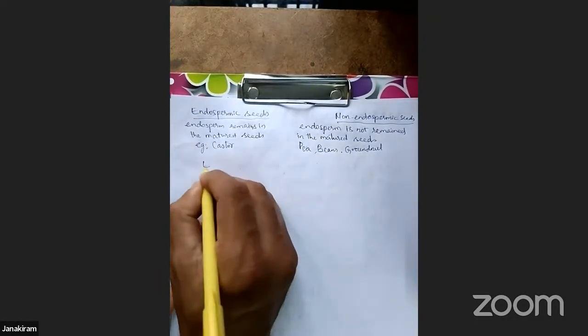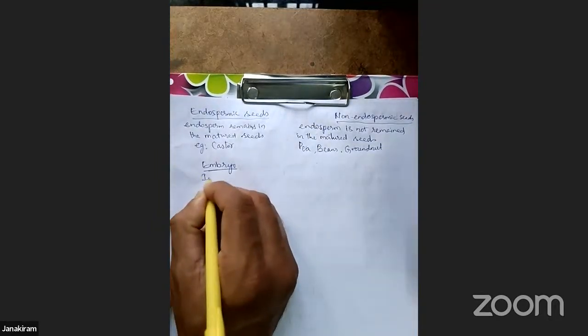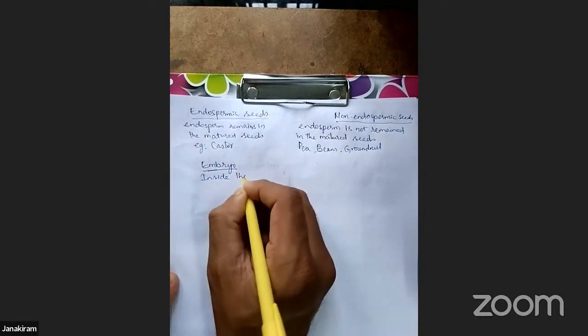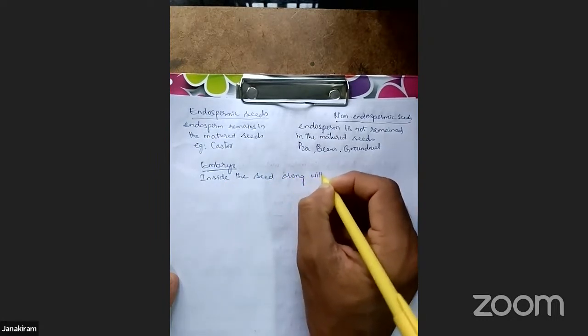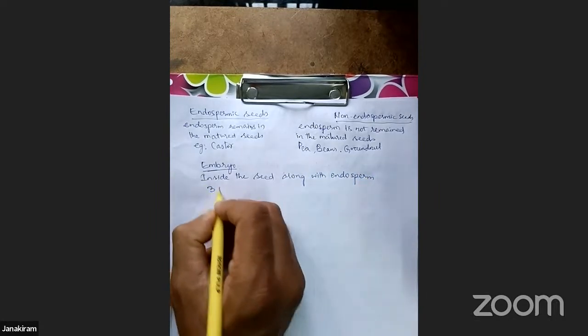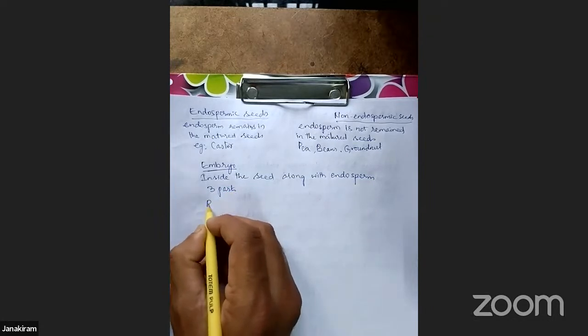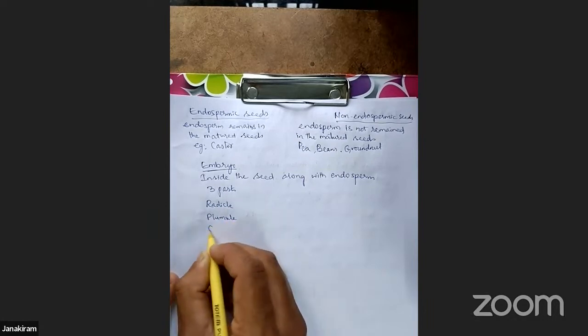Then coming to the next structure, that is embryo. So embryo is the structure which is developed from the zygote by a process called mitosis. Embryo is present inside the seed along with endosperm. And we know that every embryo has three parts. Those three parts are radicle, plumule, and cotyledons.